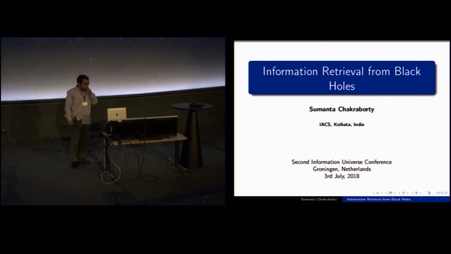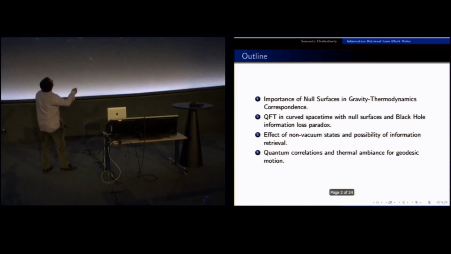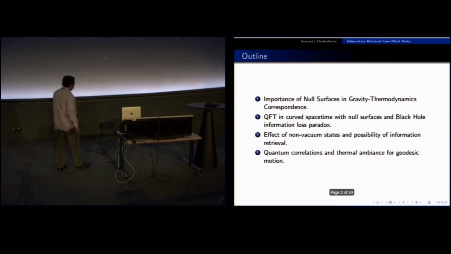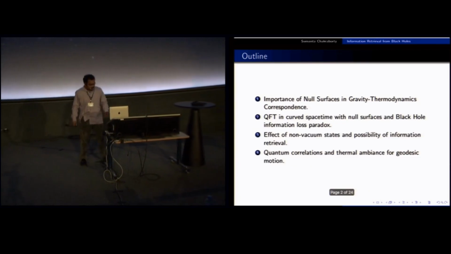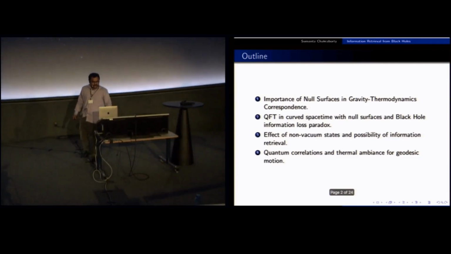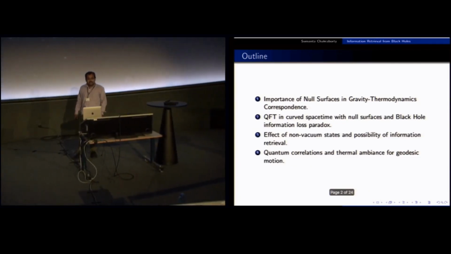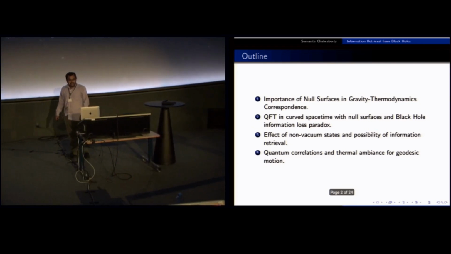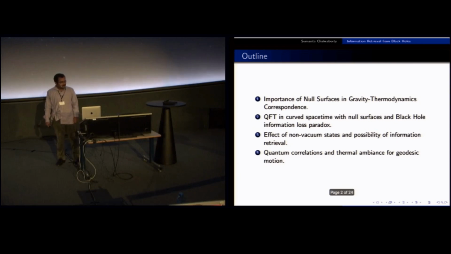To start with, I will give some importance of null surfaces, in particular in connection with gravity and thermodynamic connection, which Professor Padmanabhan has already elaborated. Then I will go on to discuss quantum field theory in curved spacetime with null surfaces, which in turn incorporates black holes. And then I will discuss the information loss paradox to some extent. Thirdly, how the effect of non-vacuum states can be taken into account and some possibility of information retrieval. And finally, if time permits, I will talk about quantum correlations and thermal ambience even for geodesic observers.